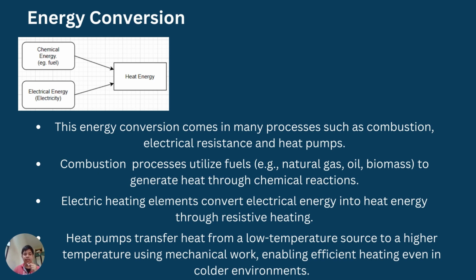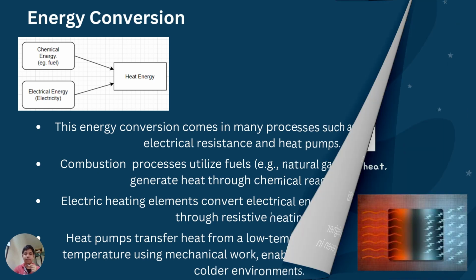Resistive heating is essentially like imagining putting a really high current through a very resistive wire, and that will cause a lot of heat to be formed. Heat pumps transfer heat from a low temperature source to a higher temperature using mechanical work, enabling efficient heating even in colder environments. So it's very important to understand how energy is converted and transferred in a heating device, because it allows us to maximize its performance.